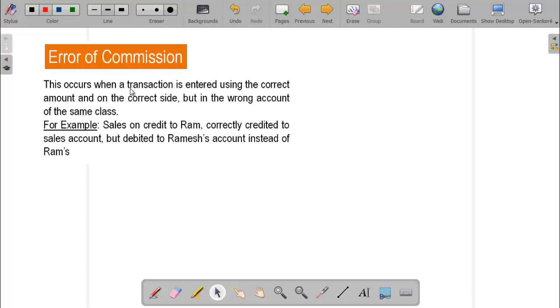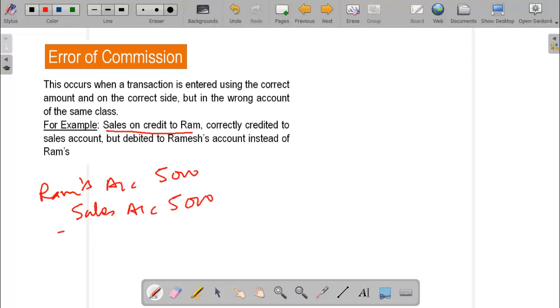This occurs when a transaction is entered using the correct amount, and on the correct side, but I am considering the wrong account, and the account must be of the same class. Now see, one transaction: sales on credit to Ram. We sold goods to Ram on credit basis. So what entry will we pass? Ram account debit, suppose 5,000, and sales account credit, 5,000.